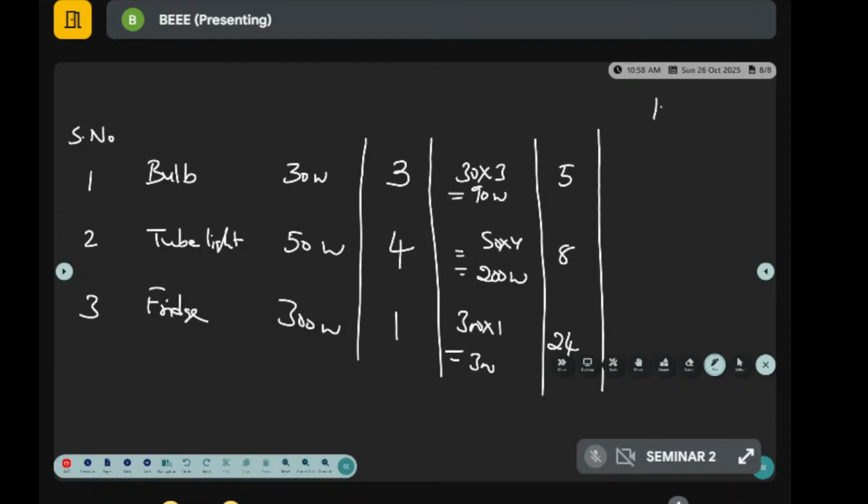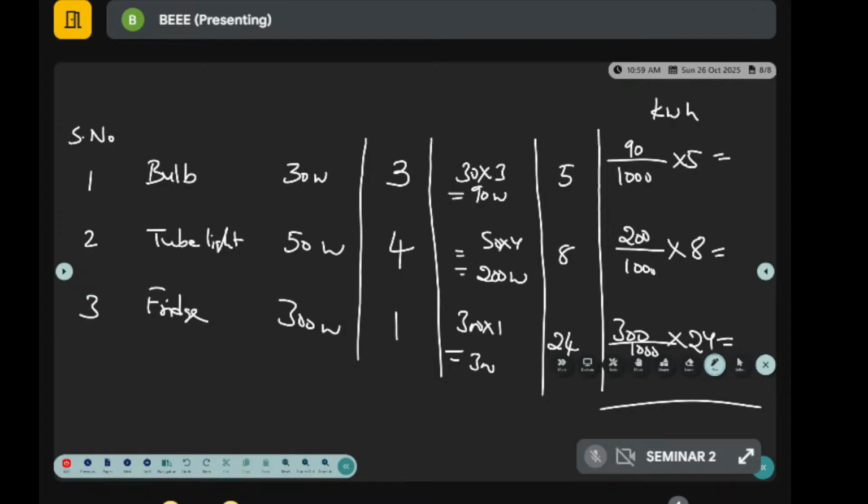After this, kWh. So wattage 90 by 1000 into 5. 200 by 1000 into 8, which will become kW into H. 300 by 1000 into 24. This will become number of units, and add them. Don't round it here. Whatever the value obtained, you take. Nothing will happen.